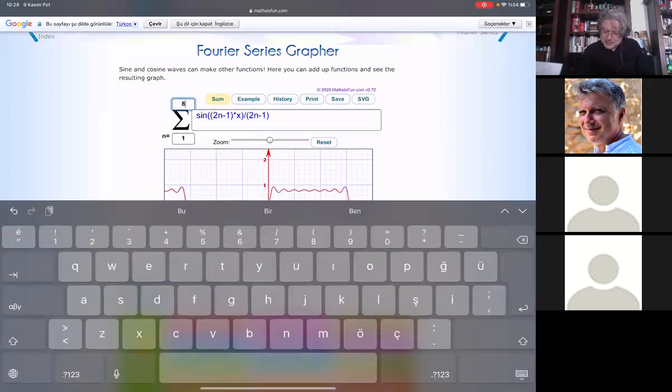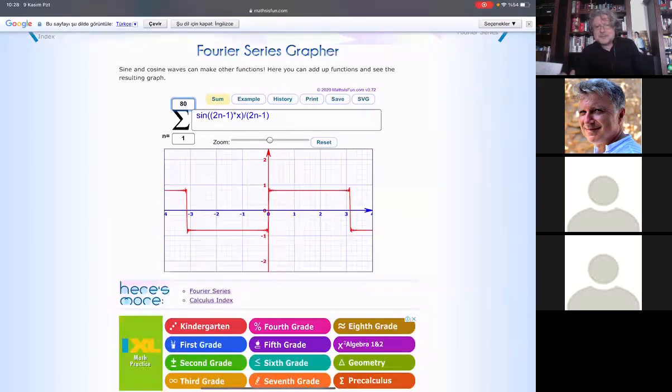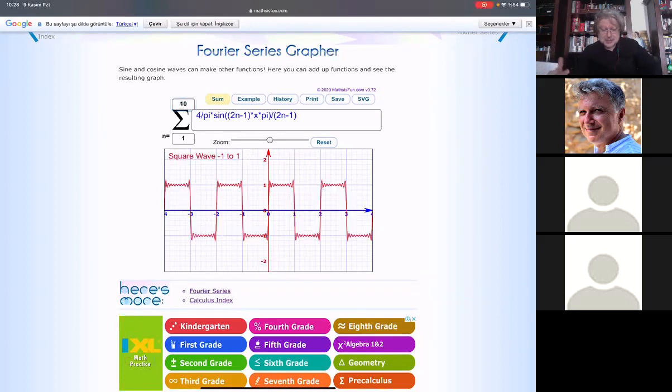Let's make it 80, for example. Look at that. It's really like a rectangular box, but the spikes are there and their energy is shrinking down to 0. There are, of course, other examples. This is also a rectangular box with some different fundamental periods or frequencies.